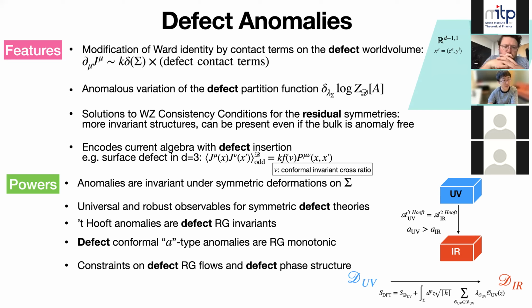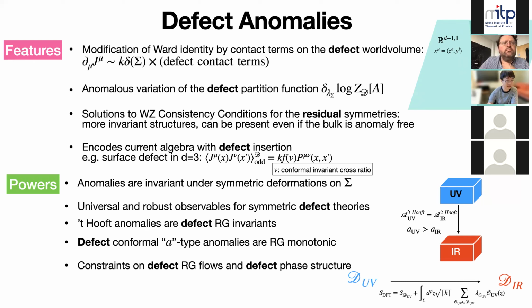And similar to the anomalies in local quantum field theory without defects, the defect anomalies are also very powerful in constraining RG flows and the fixed structure of defects. In particular, anomalies are invariant under symmetric deformations on a defect world volume, and they give rise to universal and robust observables for defect theories with those symmetries.